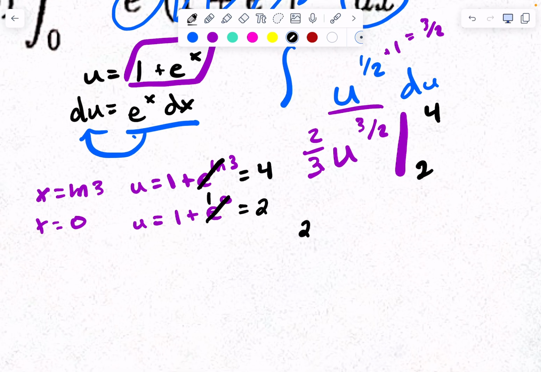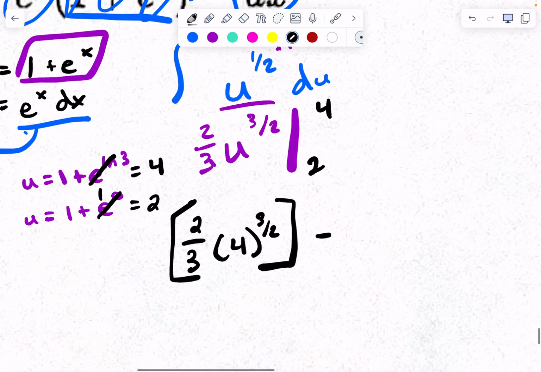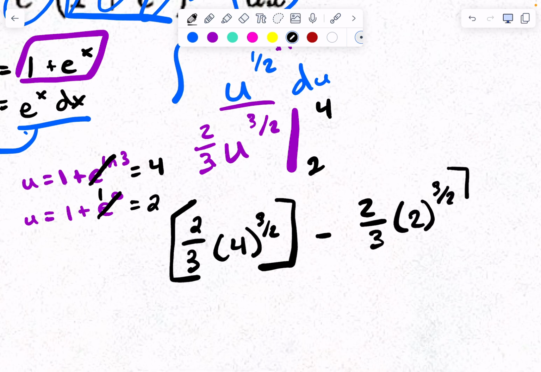All right. So I plug in 4 first. 2/3 of 4 to the 3/2 power, whatever that is, minus what we get when we do 2/3 times 2 to the 3/2 power. 4 to the 3/2, then 2 to the 3/2.